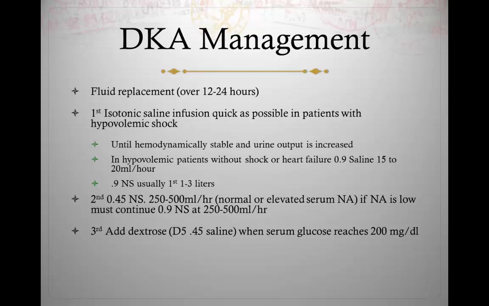Other institutions, instead of starting from the beginning with normal saline, will start with lactated Ringer's to avoid hyperchloremia. Now, the problem with lactated Ringer's is the lactate component that could lead to more metabolic acidosis. So I wouldn't agree 100% with that formula. I would start normal saline first, and as soon as the sodium is corrected, then I would switch to half normal saline, and I would add dextrose to it when the glucose level reaches between 200 to 250, depending on the book that you're reading.